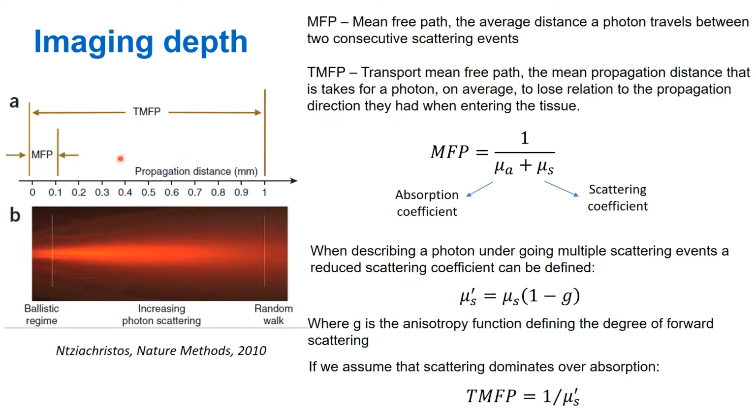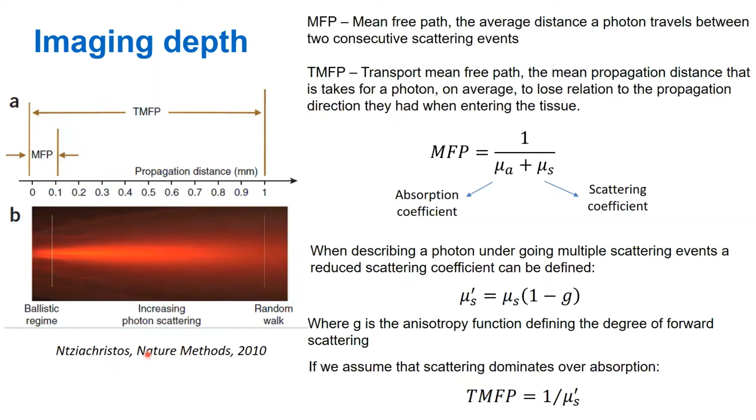And we can characterize this by thinking about the mean free path of our photons. That's the average distance a photon will travel between two consecutive scattering events, and then also the transport mean free path of our photons. The transport mean free path is quite an important one when it comes to imaging, and that's the mean propagation distance that a photon takes on average to lose any relationship to the propagation direction that it had when it entered the tissue. So you can see that in this nice image here.